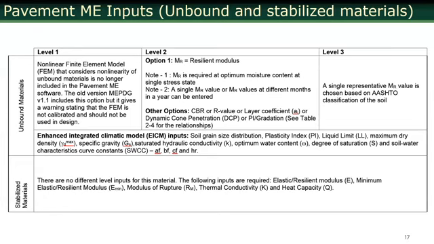For stabilized materials, there are no different level inputs for the material. Essentially, elastic modulus, minimum elastic modulus, modulus of rupture, thermal conductivity, and heat capacity. These are for materials like cement-bound materials or those kinds of stabilized materials. Those are the only inputs.